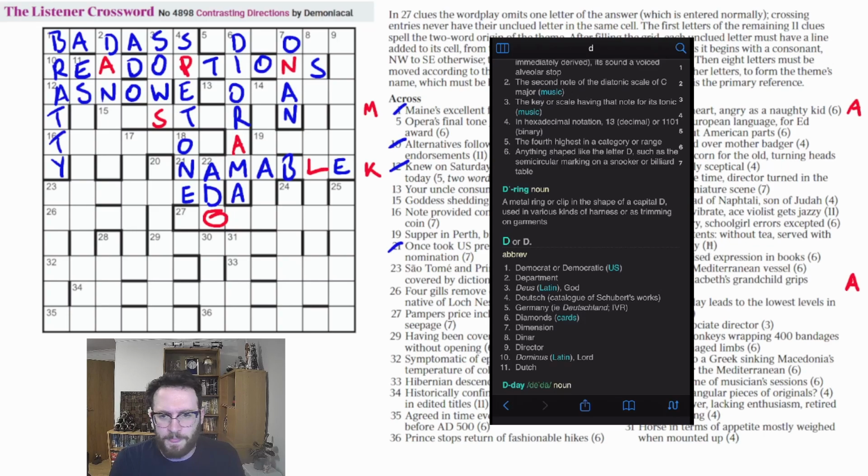Let's see. 8. Oh, this is a really long one. Tending to vibrate, aced violist gets jazzy. So my instinct is that gets jazzy is an anagram indicator. Yeah, because ace violist is 10 letters. So the most natural reading of this is that we want an anagram of ace violist with an extra letter. And we get tending to vibrate. Oscillate is the vibrate. Like oscillatory, something like that.